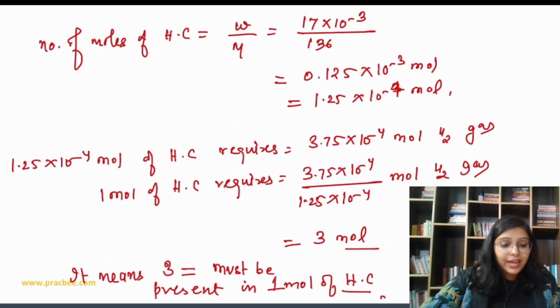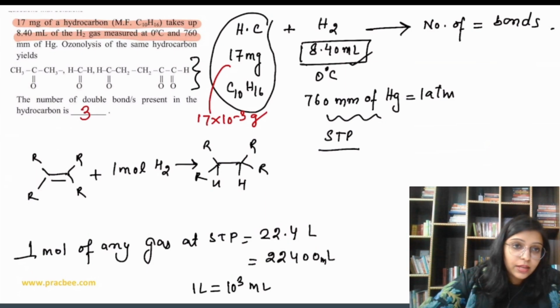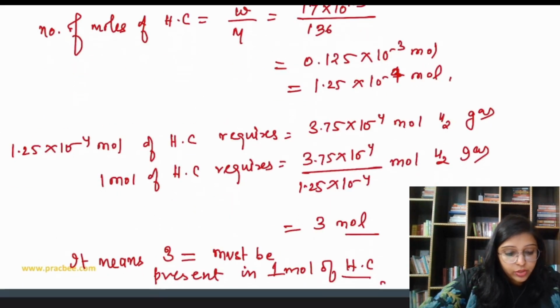So the total number of pi bonds, the total number of double bonds present in the hydrocarbon, is equal to 3. So you have to report the answer as 3. Clear? Now let's do the next question.